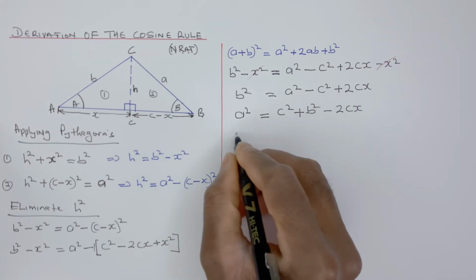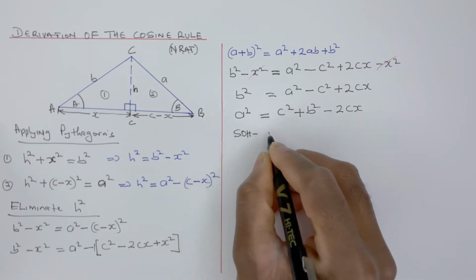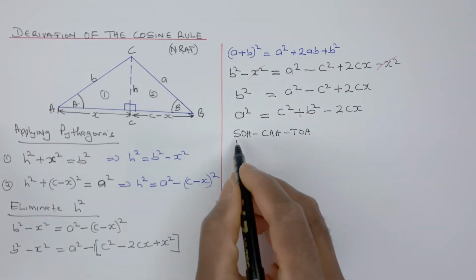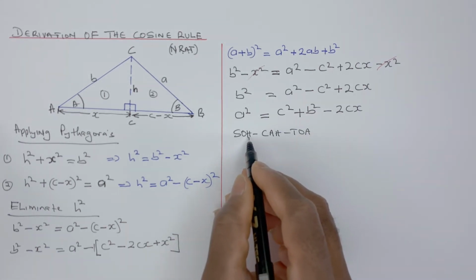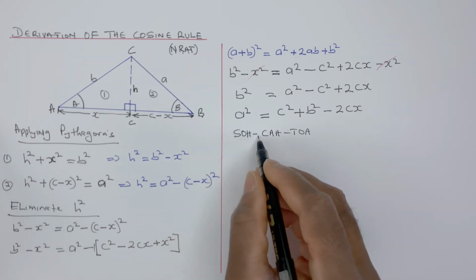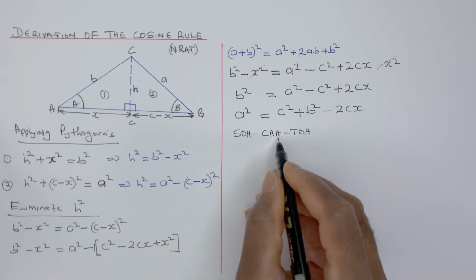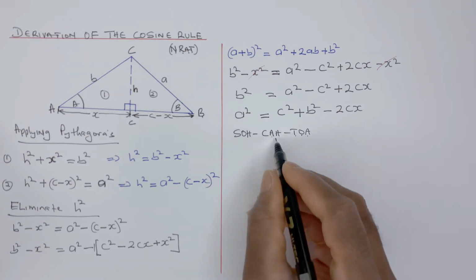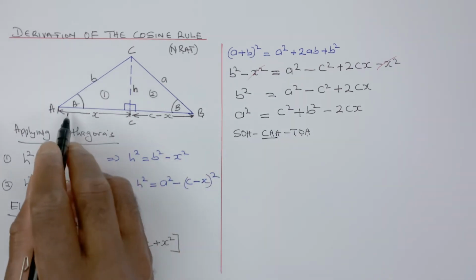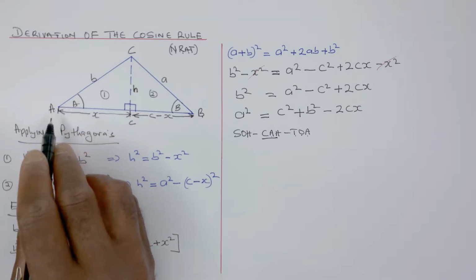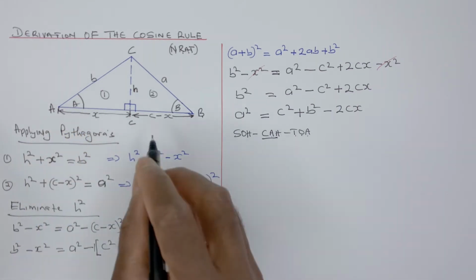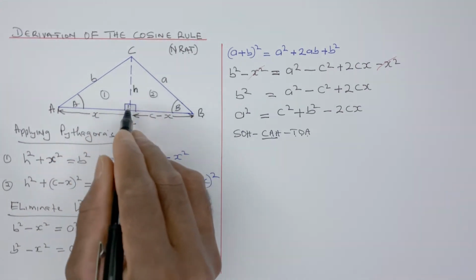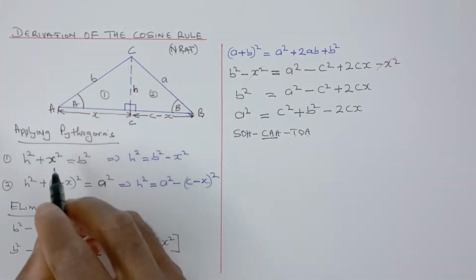SOHCAHTOA. Sine equals opposite over hypotenuse. Cos equals adjacent over hypotenuse. Tangent equals opposite over adjacent. We are going to use these because I want to find the angle A. So for the angle A here, I'm going to say this is the adjacent here. That's the opposite. And this is the hypotenuse.